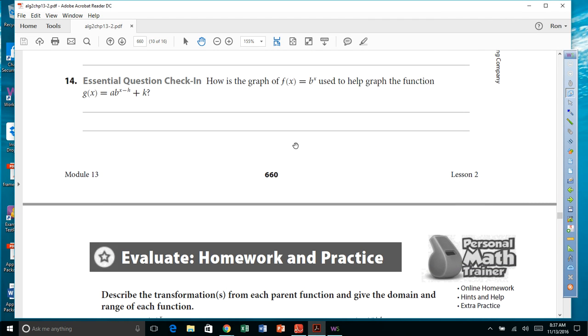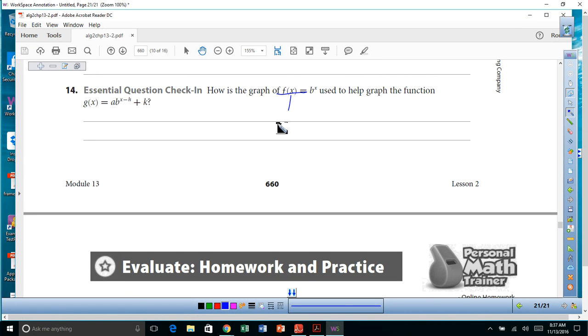How is the graph of f of x equals b to the x power used to help graph the function g of x equals a times b to the x minus h plus k? Well, the b to the x, this one here, is just the starting point for the transformation.